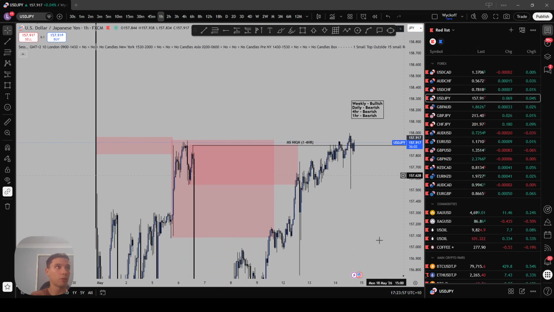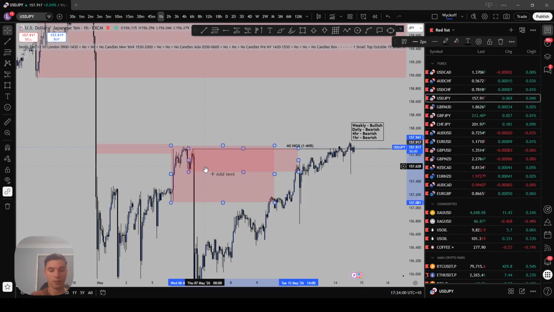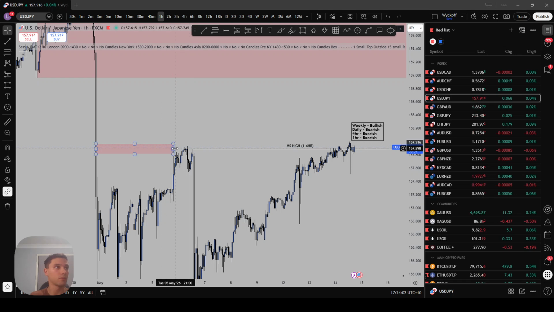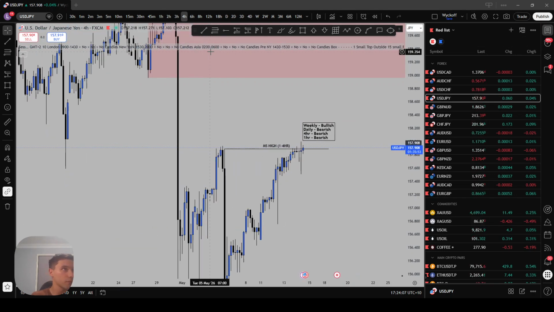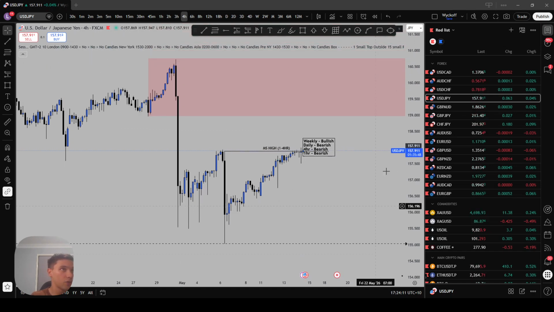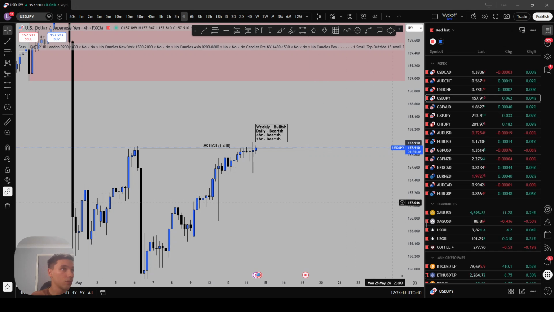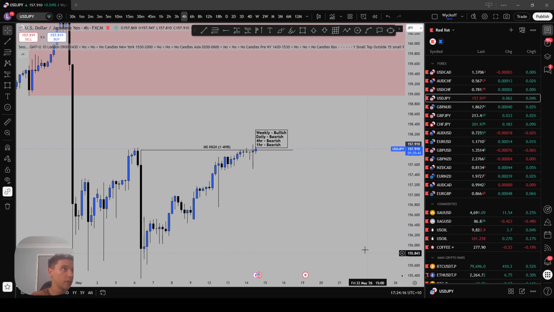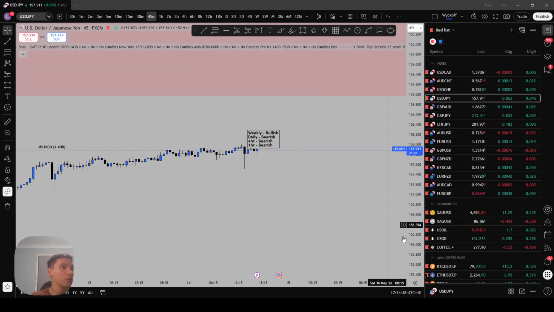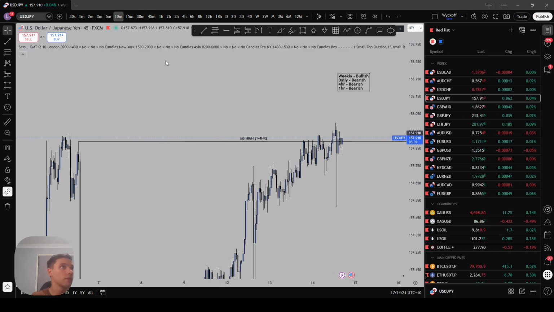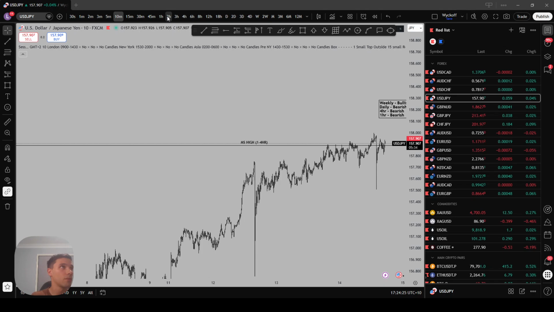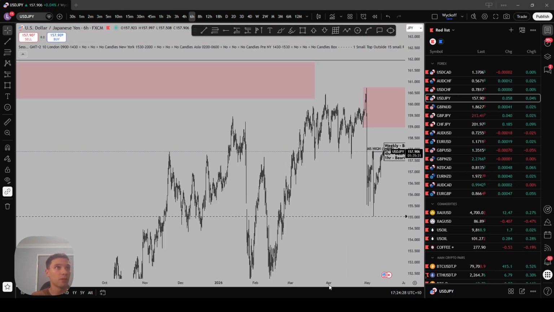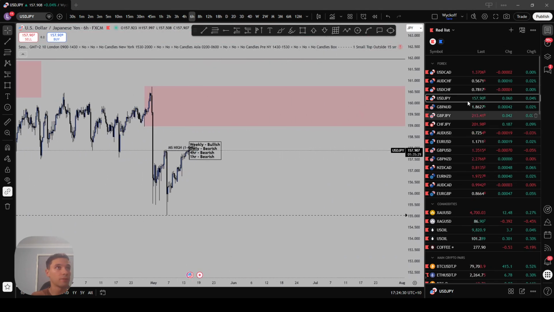Well, we have ran through all this supply. And we're kind of SFPing the 4-hour market structure high at the moment. So we'll see if we get a closure there. That is definitely something that we should monitor. Yeah, we'll just keep an eye out on that for now.